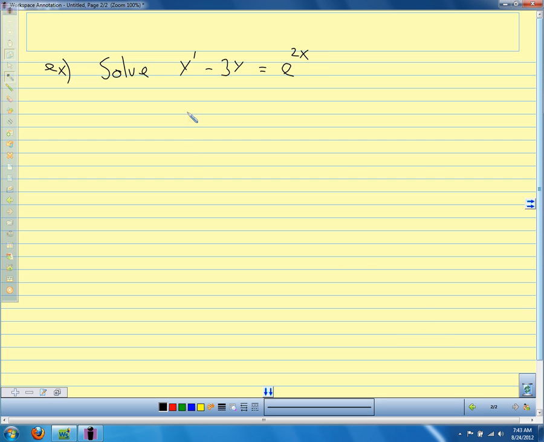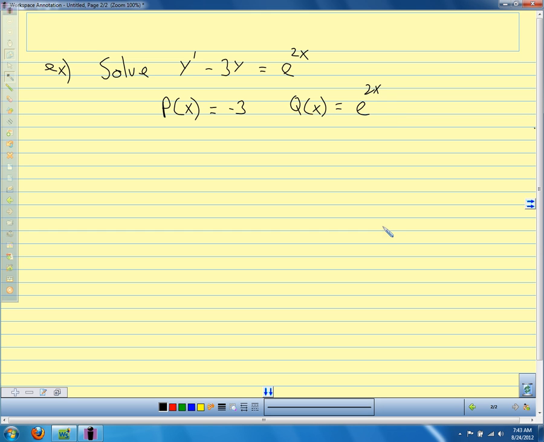And often you'll see differential equations written with prime notation rather than as dy dx. So first off, this problem's nice. It's already in standard form, so we don't have to rearrange anything. Sometimes we have to rearrange things to get it in standard form. So in this case, we need to identify p of x and q of x. So what is p of x? P of x is -3. And q of x is just e to the 2x.